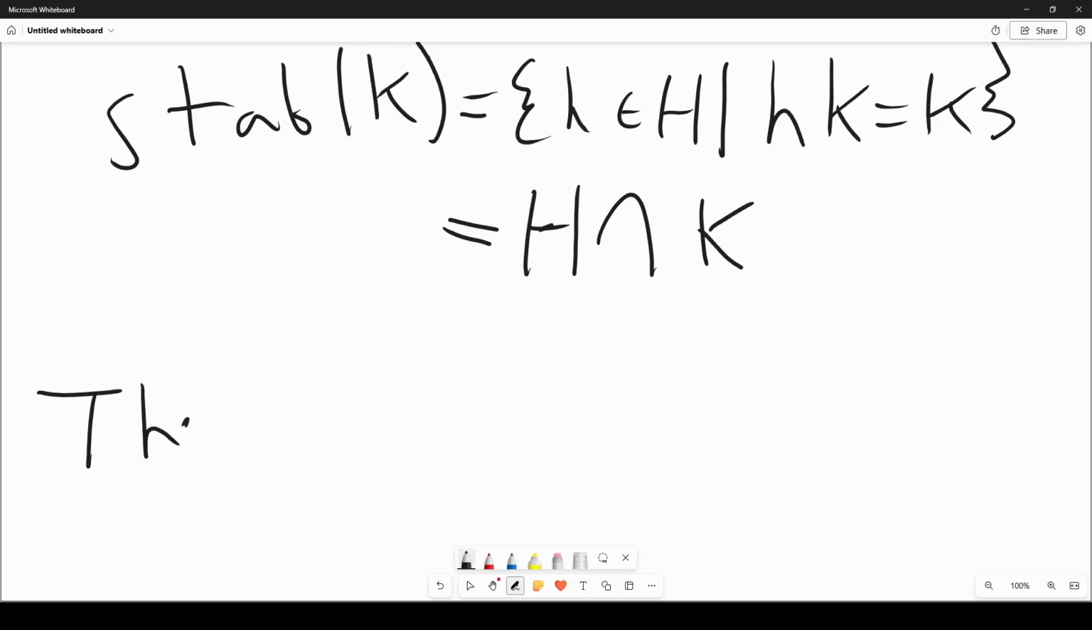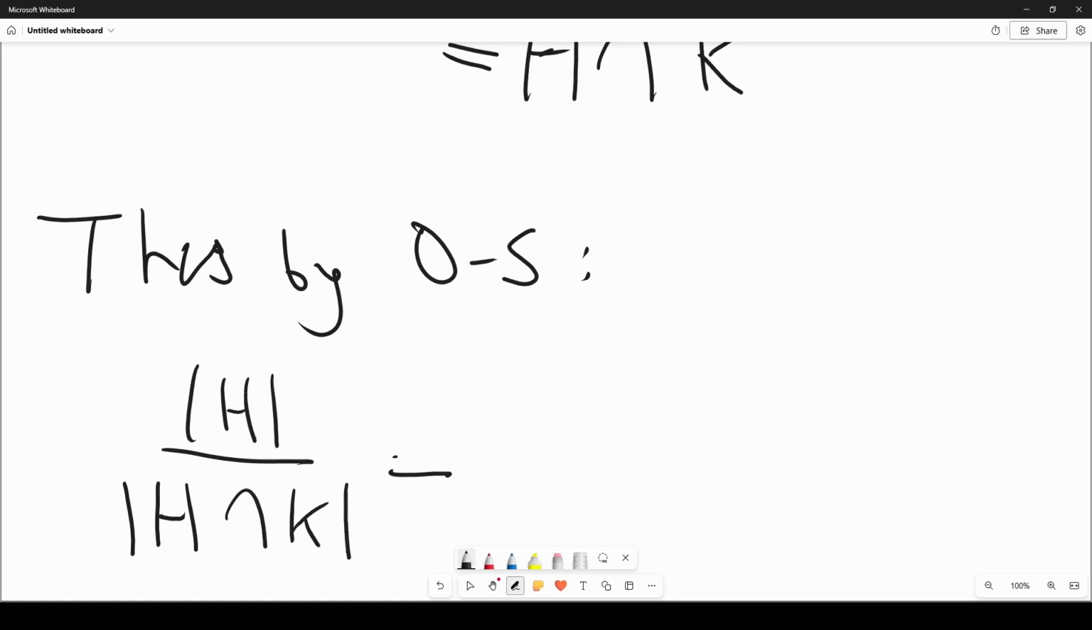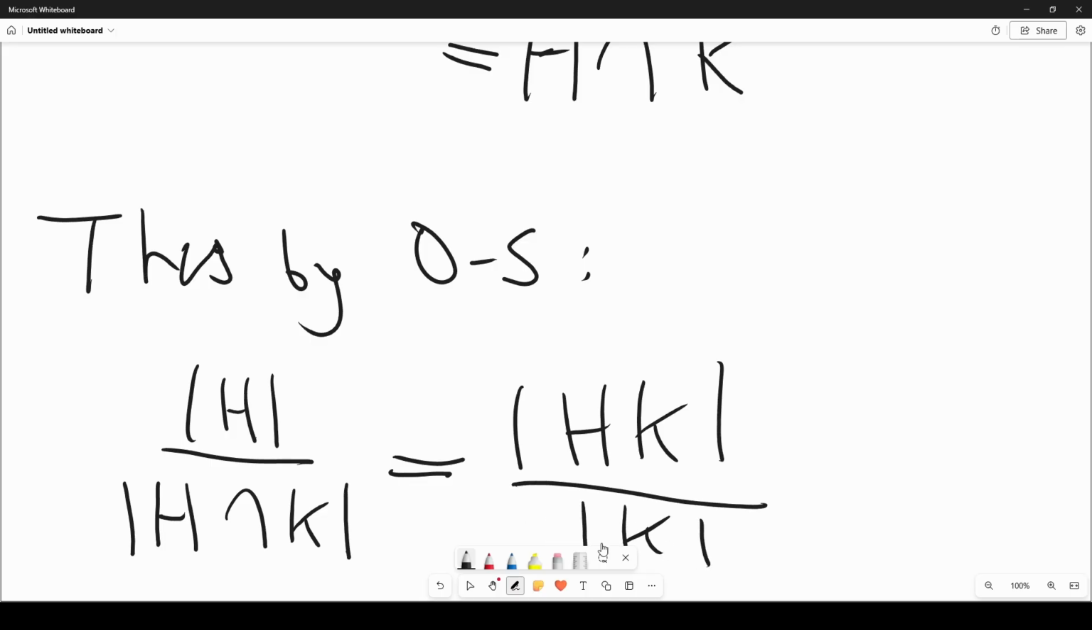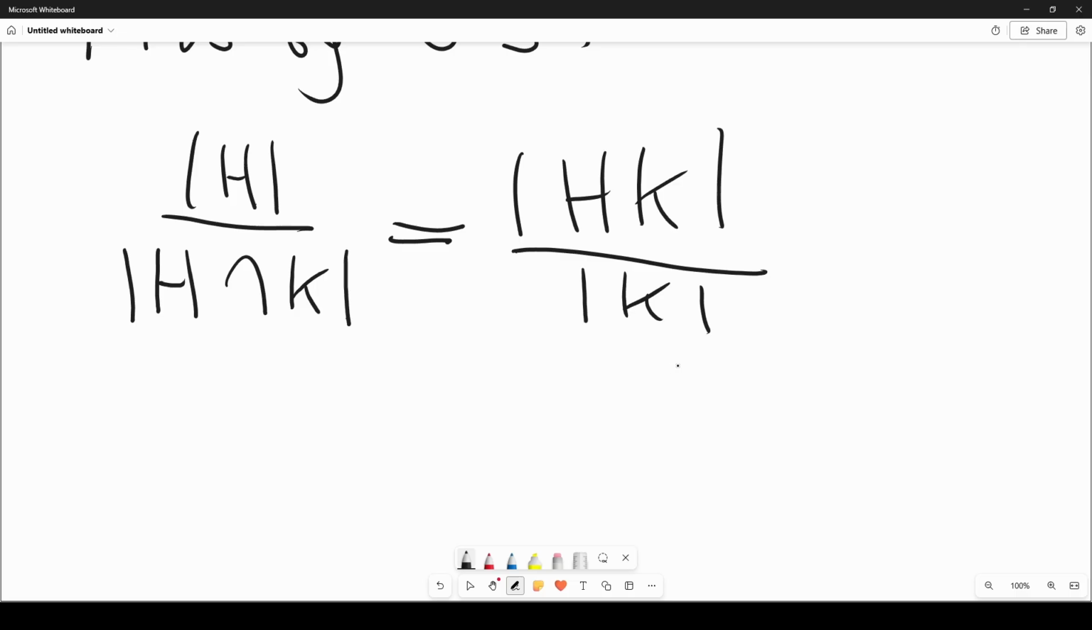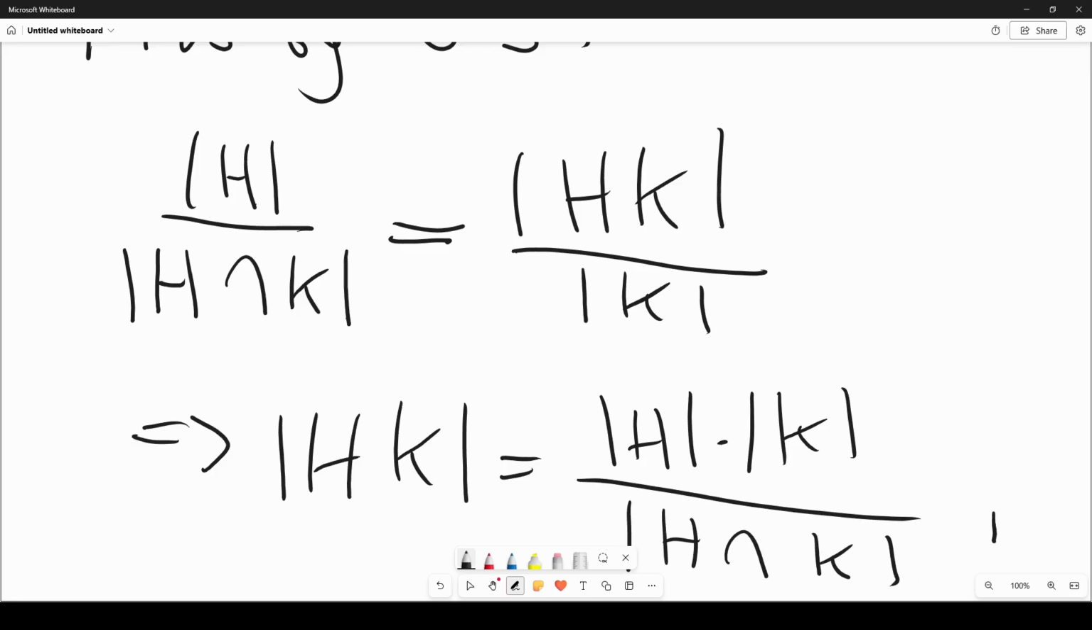Thus, by orbit stabilizer, I get that the order of H divided by the order of the stabilizer, which is H intersect K, has to equal the size of the orbit, which is HK, or the order of HK, divided by the order of K. Remember, because it's HK mod K. And now I can simplify this by multiplying by the order of K on both sides, and I get that the order of HK equals order of H times order of K divided by order of H intersect K, as desired.